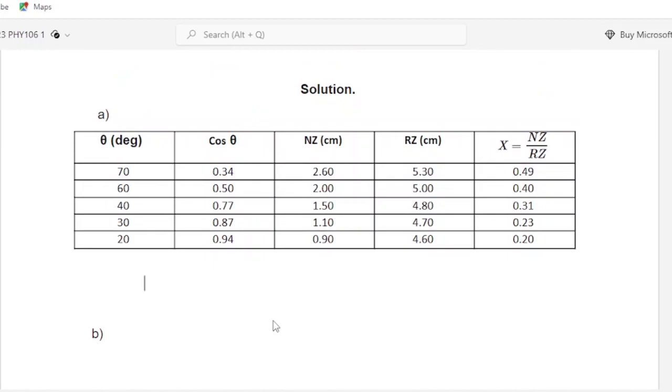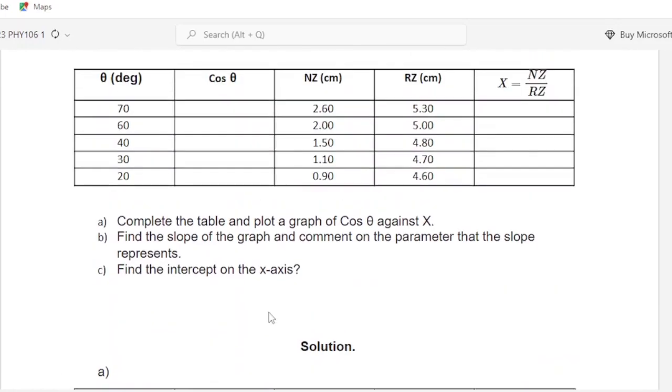Okay, so for my title and my scale, let's look at the title of my graph. Now to get your title, it's as easy as going back to what you were asked to plot. I was asked to plot this one here, which is a graph of cos theta against x. So that's my title.